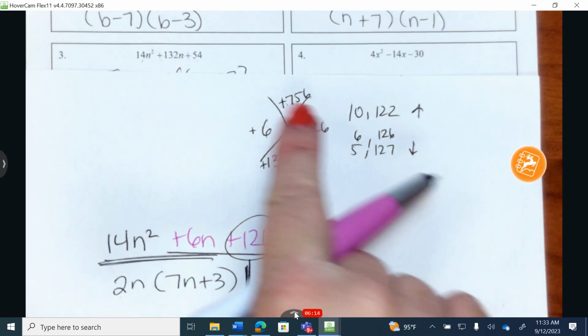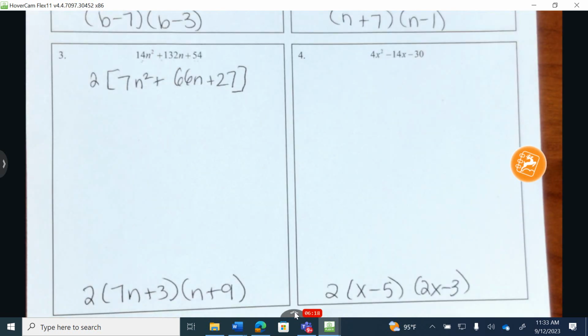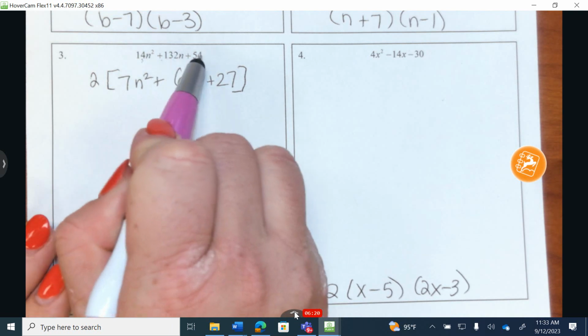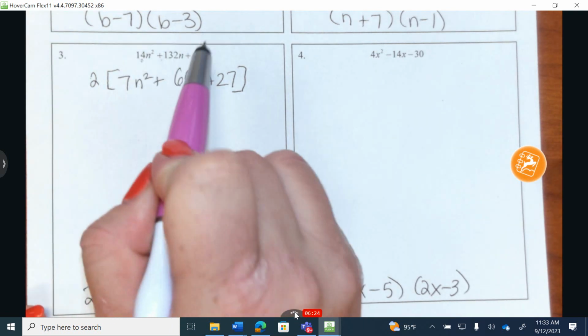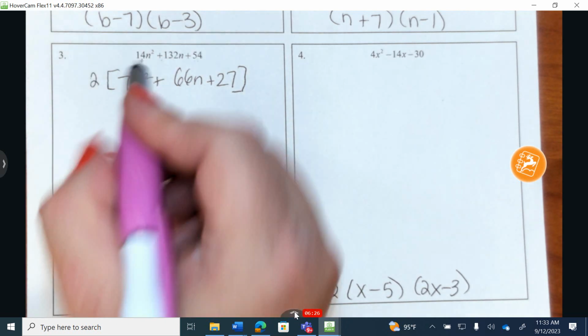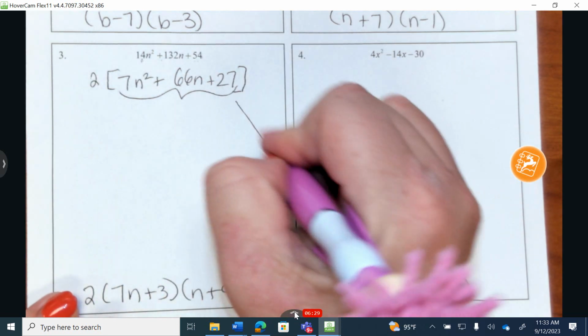To me, those numbers are large and intimidating. And for that reason, I would choose to do this a different way. I recognize that each of these terms is even: 14, 132, and 54. So I'm going to factor out a 2. And then this is the trinomial that I'm going to work with.